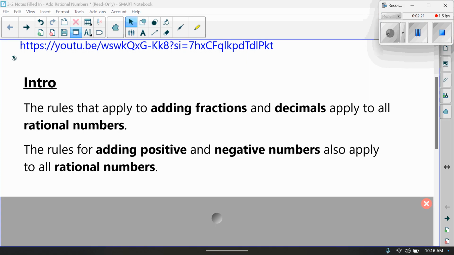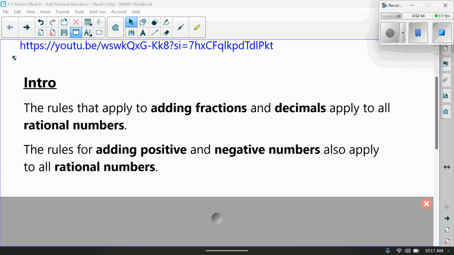Here's our intro. Remember, you want to fill in your notes with the bolded words. The rules that apply to adding fractions and decimals apply to all rational numbers. Adding fractions. So you know when you're adding fractions, you need to have, what did it say in the video? Common denominators. Very good. The rules for adding positive and negative numbers also apply for rational numbers.